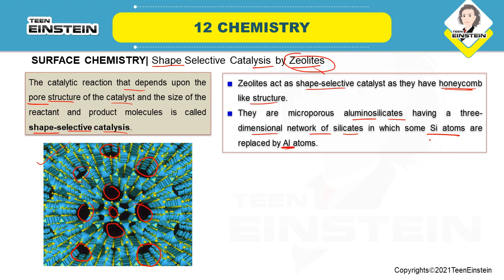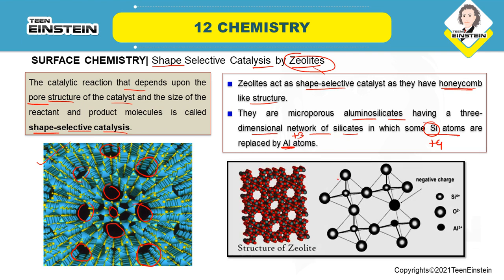Now silicon's oxidation state will be +4 because it is from group 14, but aluminium is from group 13, so its oxidation state will be +3. So when we are replacing silicon with aluminium, there will be one negative charge extra because now the positive charge is less.